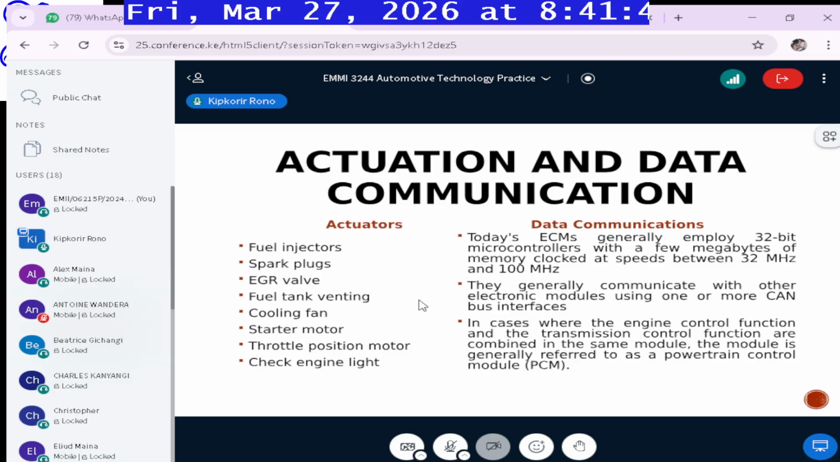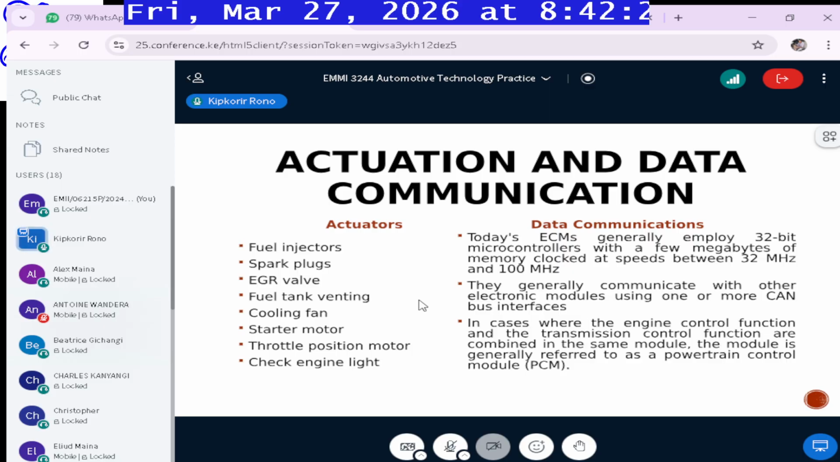Throttle position should be throttle position sensor, not the throttle position motor. So kuna very small motor, usually natumia, I don't know, I've forgotten how many volts, natumika around 5 volts ama ni ngapi. So it's a very small motor, ndio ina change the position of the throttle. So the throttle position is normally changed by a throttle position motor, and that information is usually obtained by the throttle position sensor.